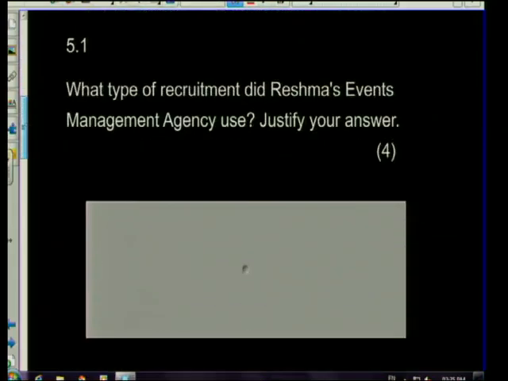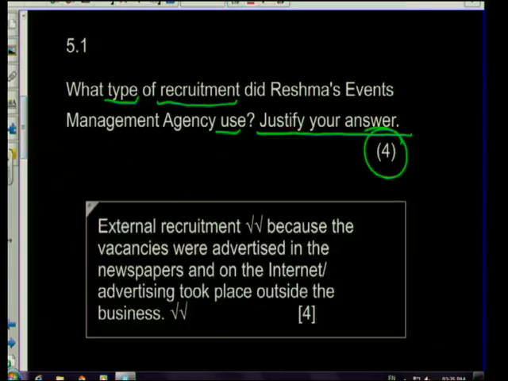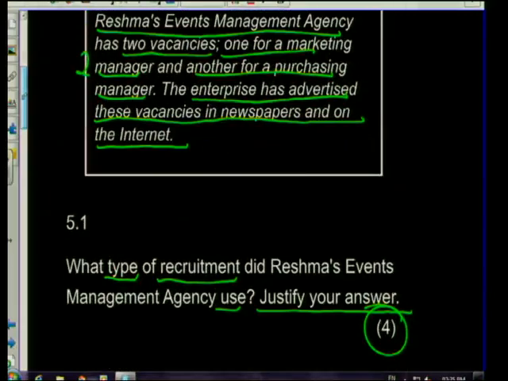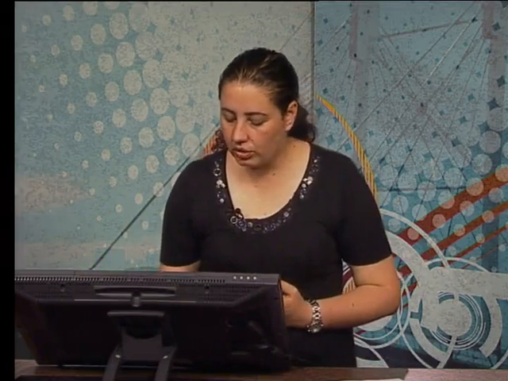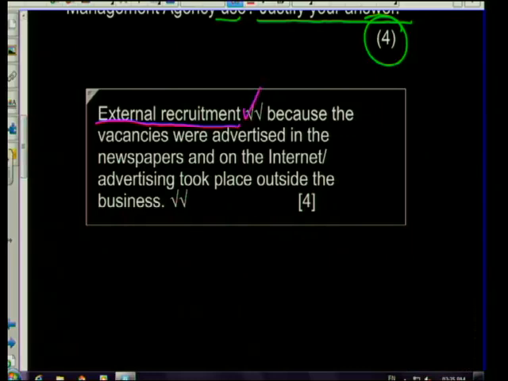So the first question, 5.1, what type of recruitment did Reshma's Event Management Agency use? Justify your answer for 4 marks. So let's have a look here. So what you need to do is establish, is this internal or external? What you know off the bat, grade 12s, is that in the case study, they actually tell you. So they have advertised in newspapers and on the internet. Those are both obviously outside the business. So we know this type of advertising was external recruitment. That was worth 2 marks.